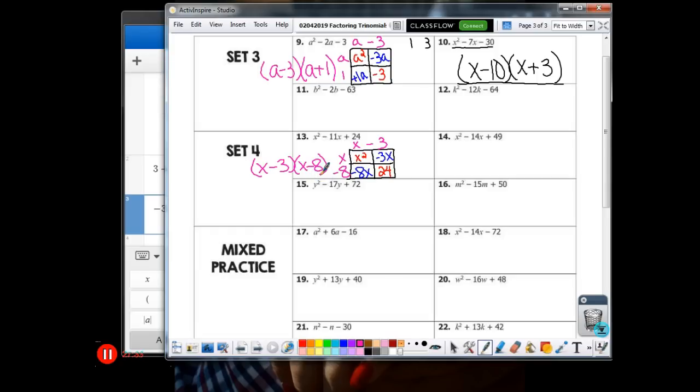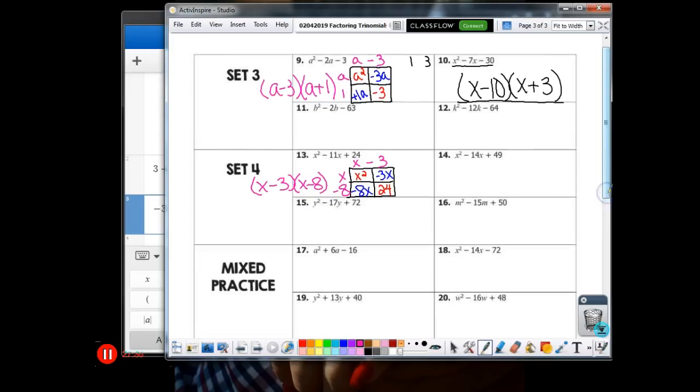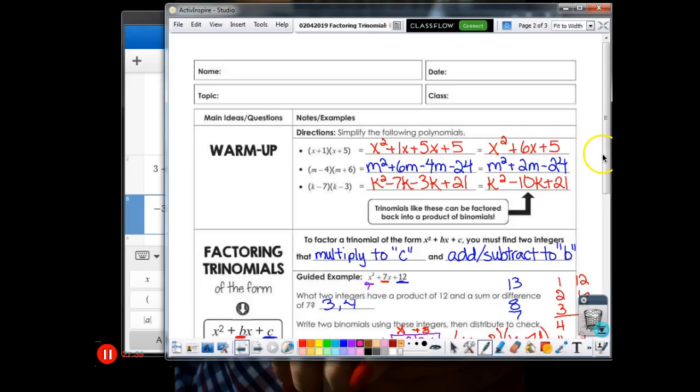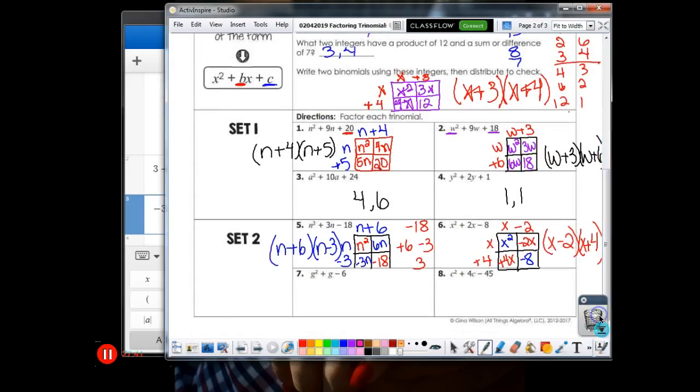Okay? So, if you notice, all these sets have been different. So the first set on the front page was, they were both positive, right? This is a positive and this is a positive. And if you notice our answers, they're both positive as well. So, if you get a trinomial where they're both positive, then your factors are going to be both positive. Okay? Look at set 2. I have a positive, then a negative, right? A positive, then a negative.